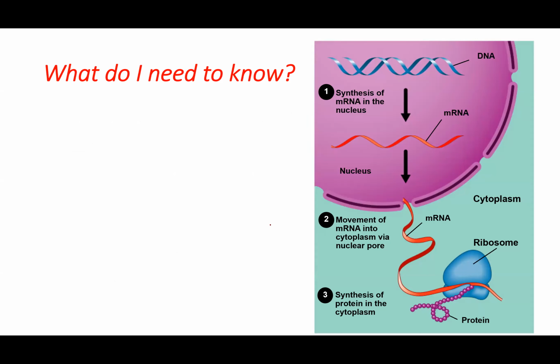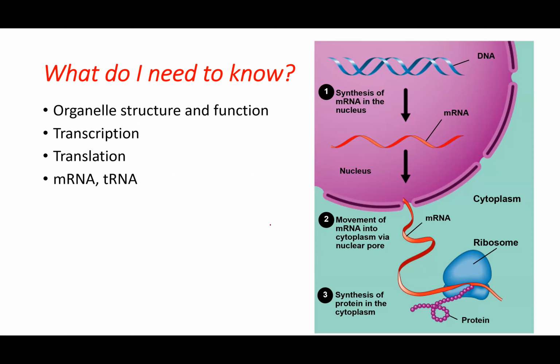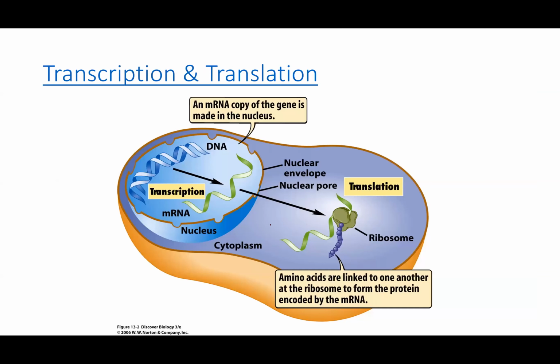What do I need to know? What have we gone through so far? This is a great illustration. Again, I like this one too. You need to know what happens in transcription. Organelle structure and function, we'll talk more about those as soon as we finish with transcription and translation. Translation, what mRNA is and does and where it's made. tRNA, the same thing. What an intron is, what an exon is, what the splicing process is, what happens there.